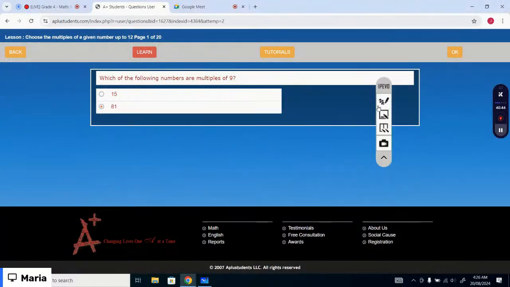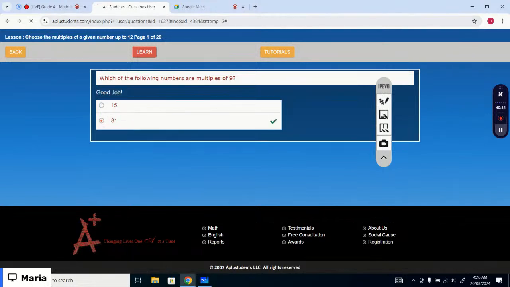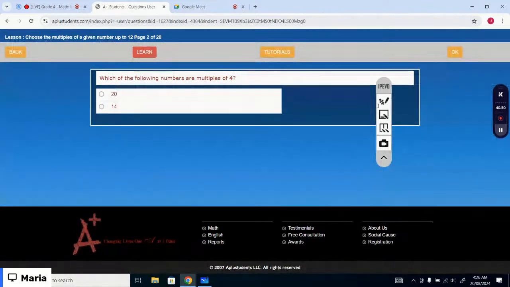Multiples of 9 include 81. Option number 2 is the correct option. Which of the following numbers are multiples of 4? Which is the correct option?